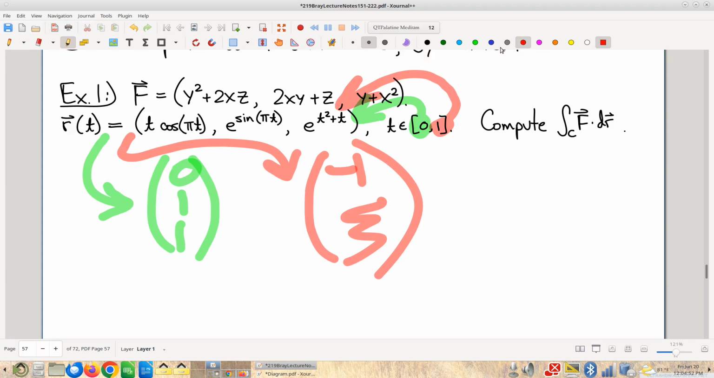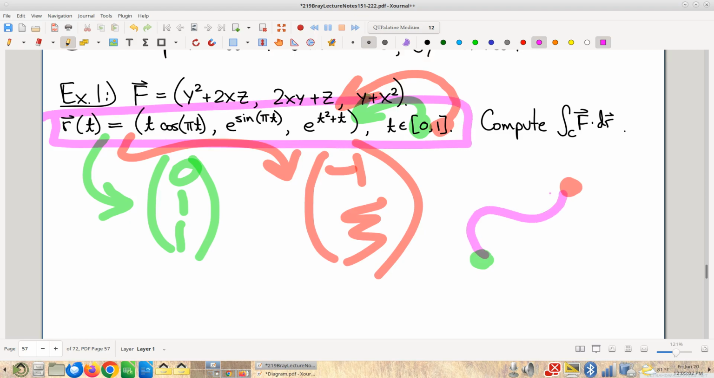That means that our curve has one starting point. It has a different ending point. And so this curve has to look something kind of like that. And apparently does not enclose any area. This is not a boundary. Is that cool? It's not a boundary, so there is no anti-boundary.